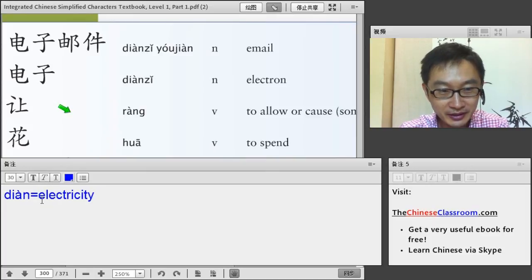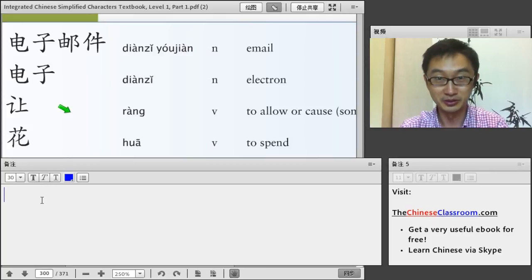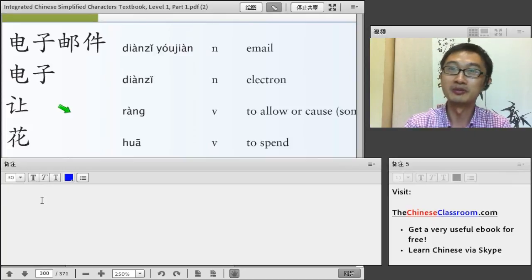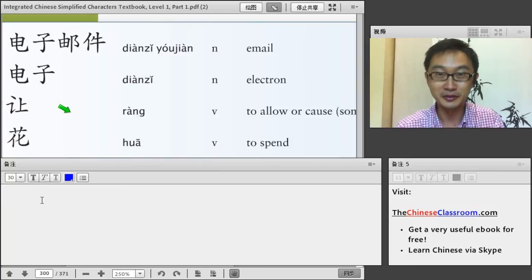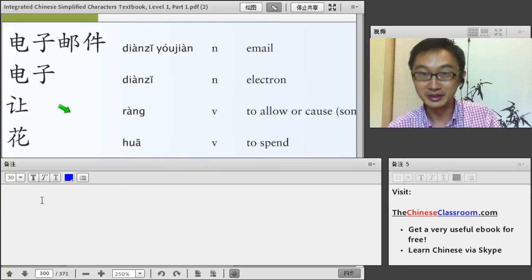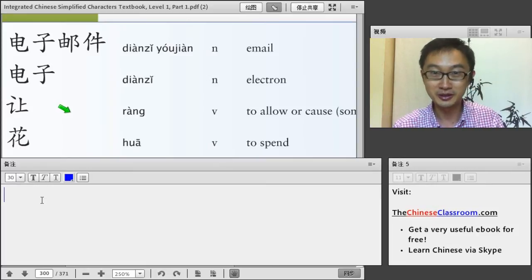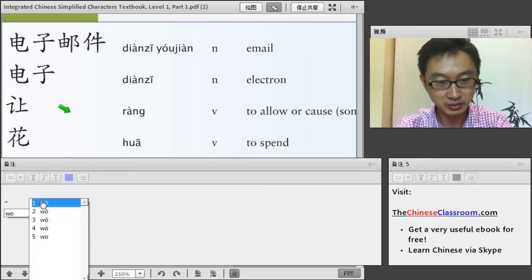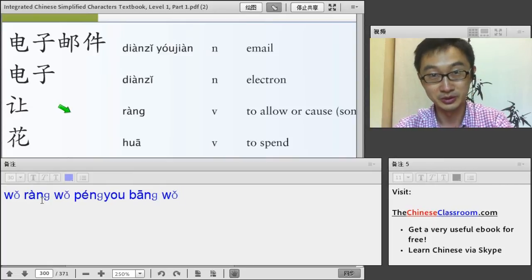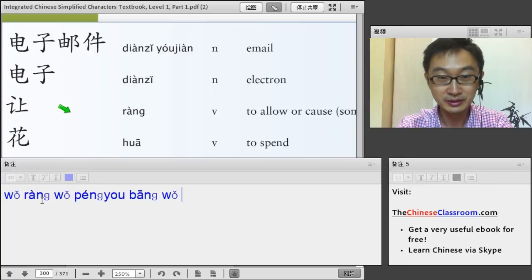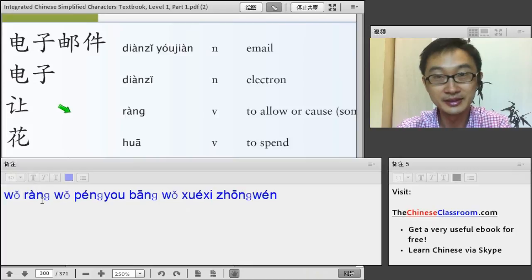This one, 让. 让 normally you ask somebody to do something. A lot of my students used to say 我问我的朋友, like I ask my friend to help me do something. I said no, normally we don't say 问. 问 is to ask, but that's only for questions. If you have some question, you will say 我问一个问题, I ask a question. But to ask a friend to do something, you will use this 让. Example, 我让我朋友帮我, 帮 is to help, 帮我学习中文, I ask my friend to help me learn Chinese.